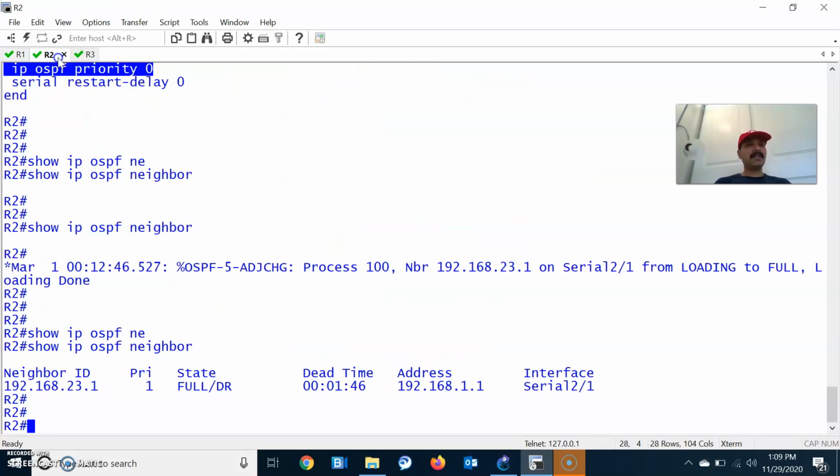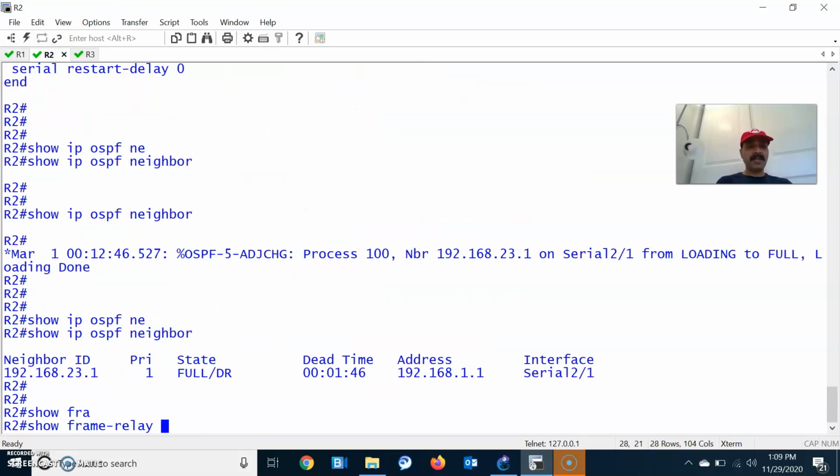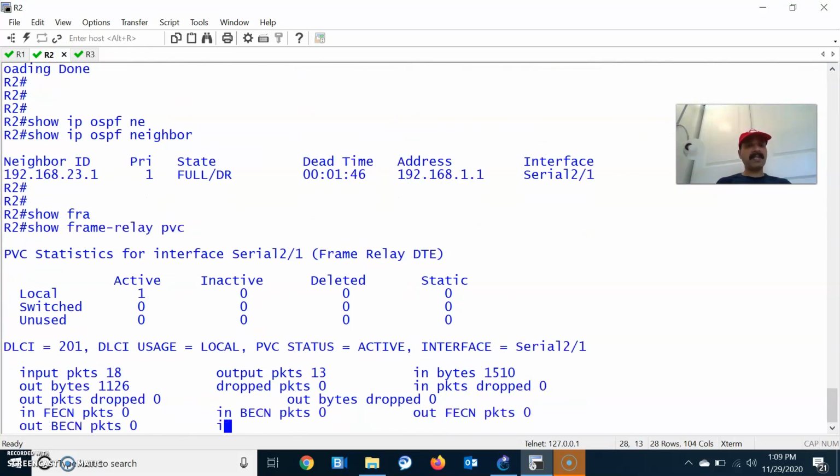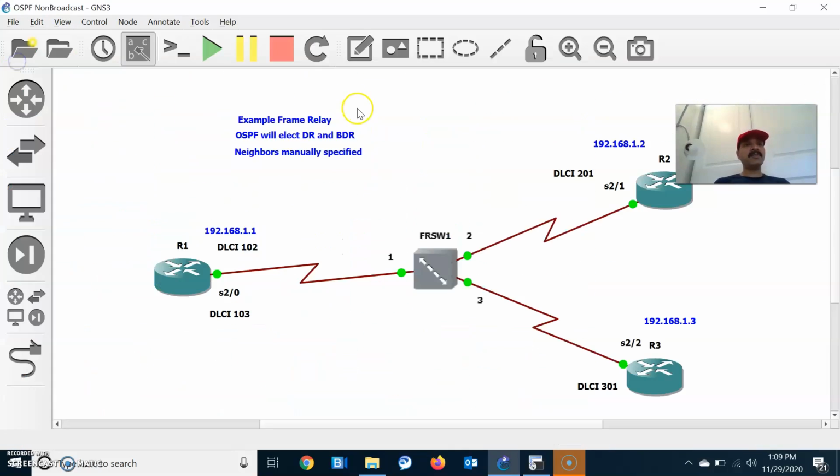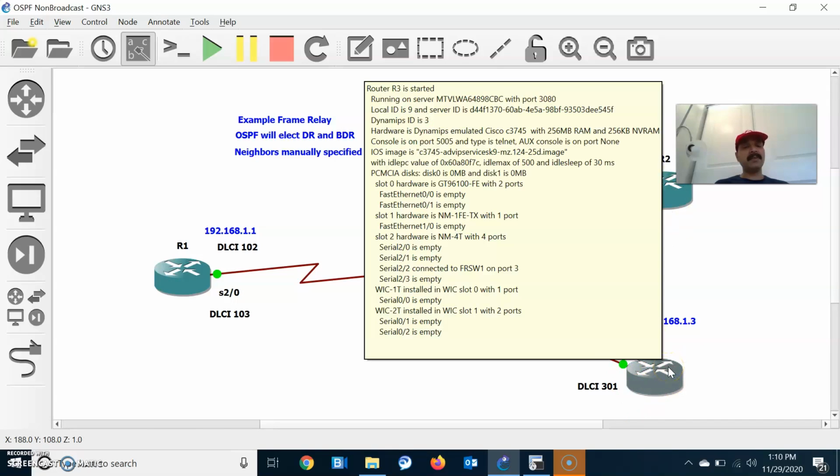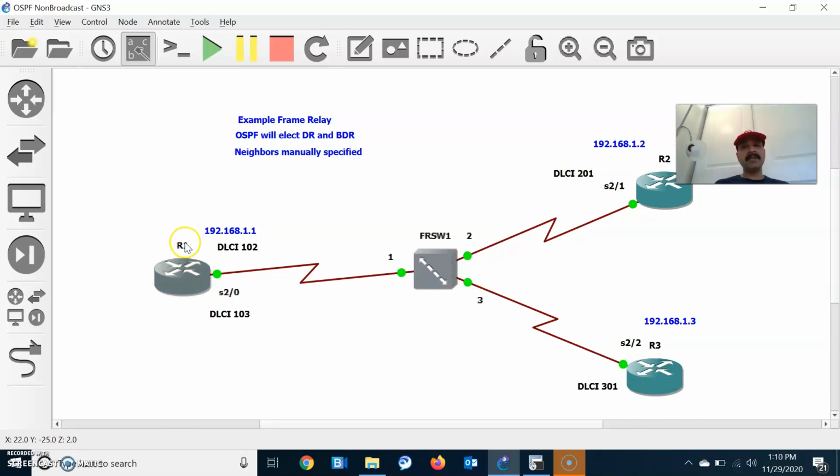I'll also check on R2, show frame-relay PVC. The PVC is active. So this is an example of OSPF non-broadcast over a frame relay network. The main thing you have to understand is that in this example, with frame relay, we have to elect a DR and BDR, and the neighboring routers you have to configure as DR other to establish a neighbor relationship with the main office router. I don't want communication between R2 and R3, so for that reason I am configuring R2 and R3 as DR other routers. And since it is a non-broadcast network, I have to configure the neighbor relationships manually.